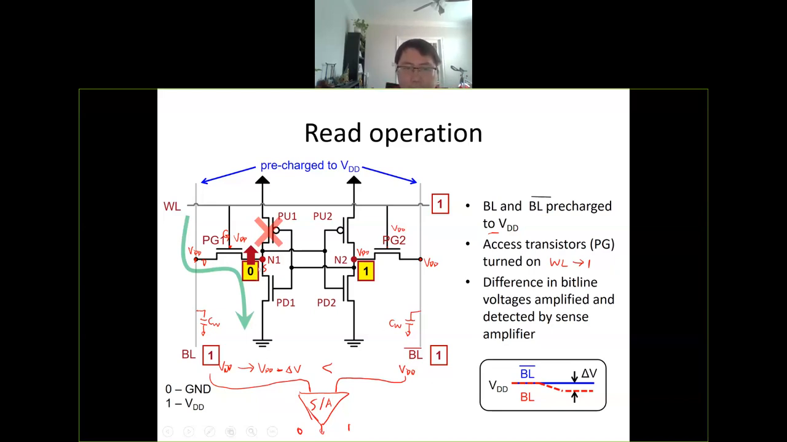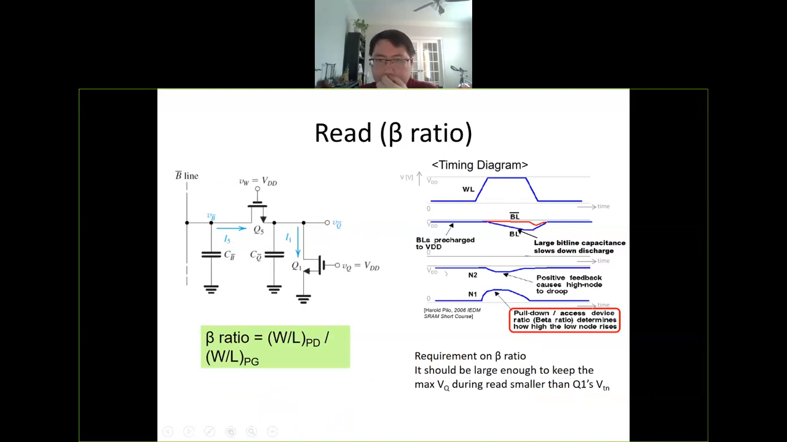You see your data stored in the SRAM cell, but you can read it out to the external circuits through this sense amplifier. So the key is that you develop the voltage difference between the bitline and bitline bar. So the key is that you have the discharge current to the bitline through the PG1 and PD1. Any questions? If no, then let's look at the PG1 and PD1 in more detail.